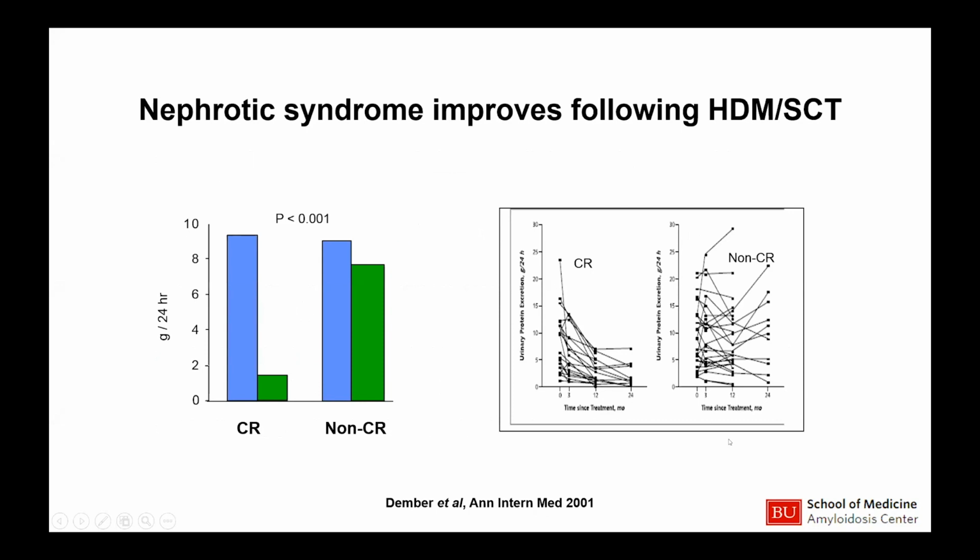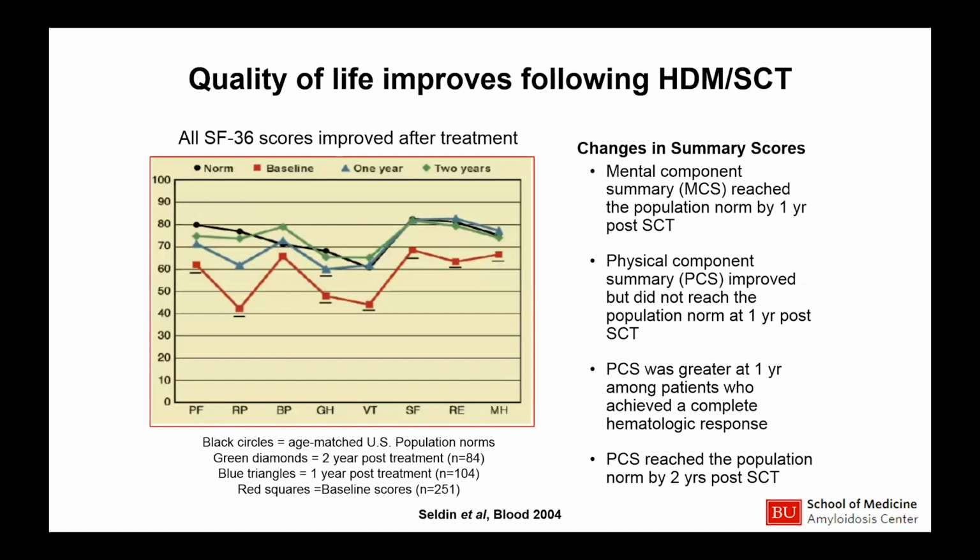Nephrotic syndrome also improves following stem cell transplantation. 70% of the patients had reduction in proteinuria by 50% after achievement of a hematologic complete response, compared to 30% of the patients who did not achieve a hematologic complete response. Quality of life, as measured by short form 36, also improves following stem cell transplantation.